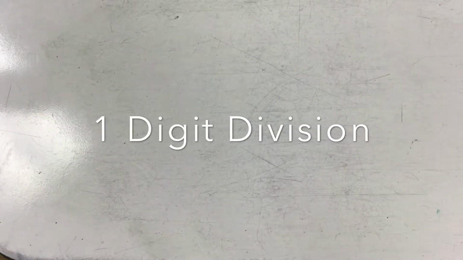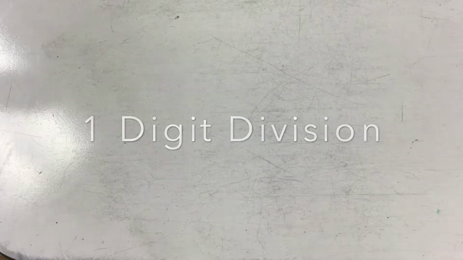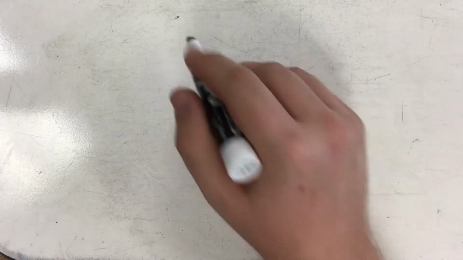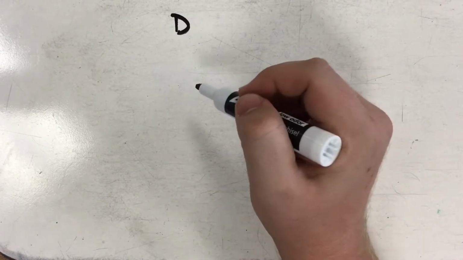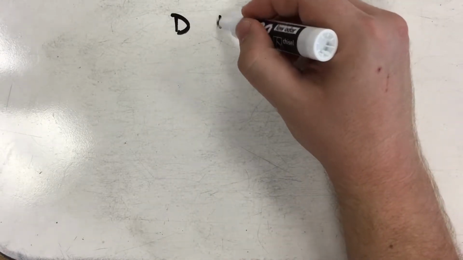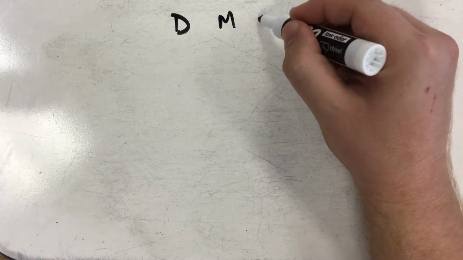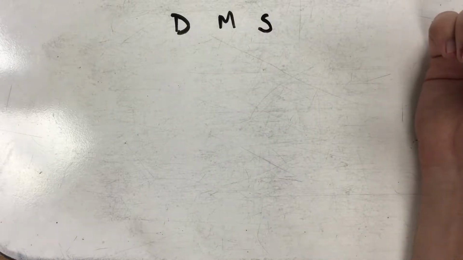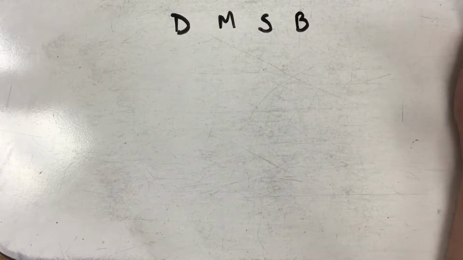Hey there. Today we're going to learn how to divide by one-digit numbers using our standard division process. And in our division process, we have four main steps that just kind of repeat themselves. The first step is dividing. The second step is multiplying. The third step is subtracting. And the last step is bringing down or bringing up.